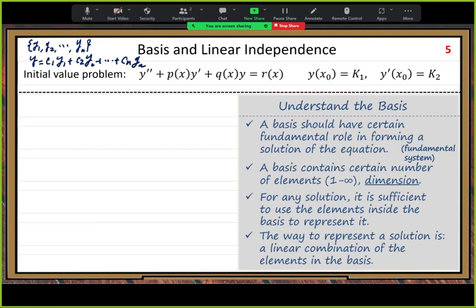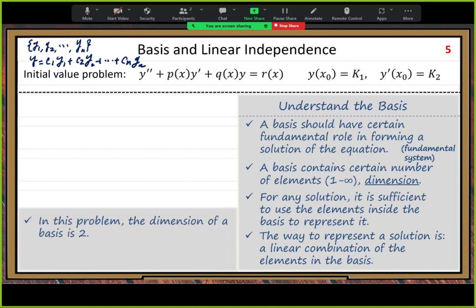Then another property of this basis. In this problem, the order is 2, so the dimension of the basis is 2. You may ask why. Actually, it's simple.